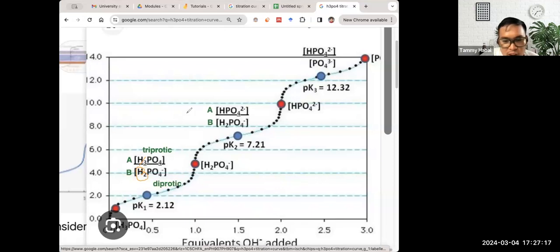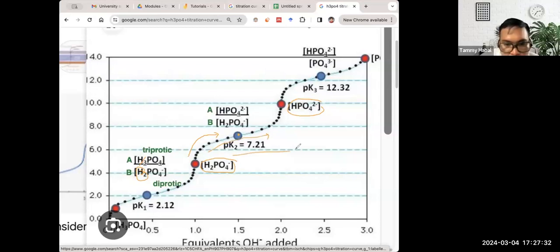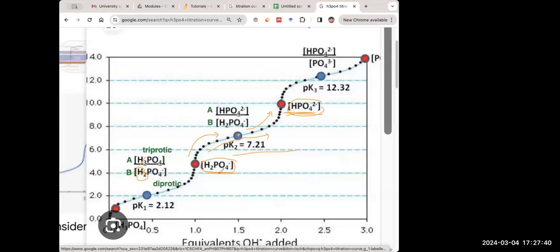Okay, sige. As you can see here on the curve, nawawala yung what? Nawawala ito. And you have the formation of this, right? This is your center. So as you progress, and this is your pKa2 based from literature, technically beyond this, you have a greater value of this than this. Is that correct? Okay.